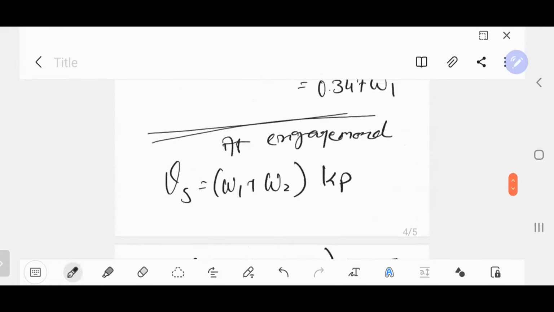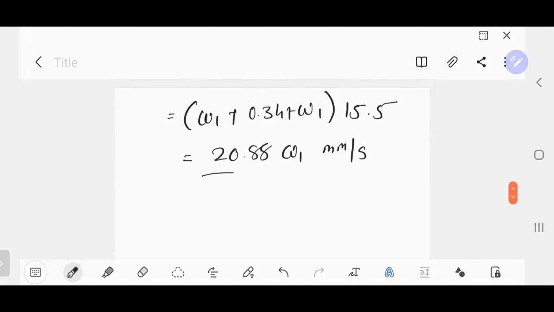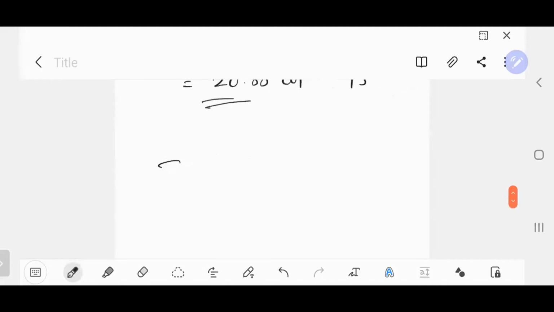This is the answer in mm per second. This is the point of engagement. Remember, this is the answer for the what? Engagement. Sliding velocity at engagement. Now we need to calculate the sliding velocity at disengagement.